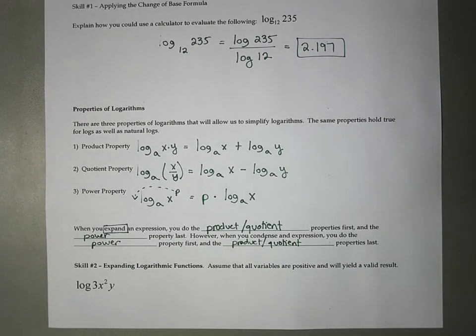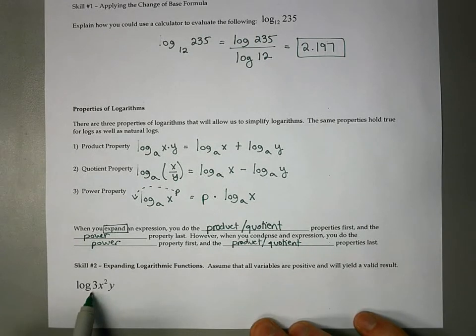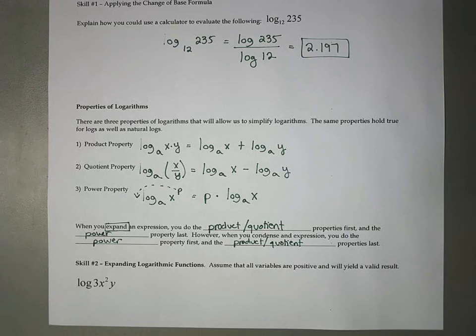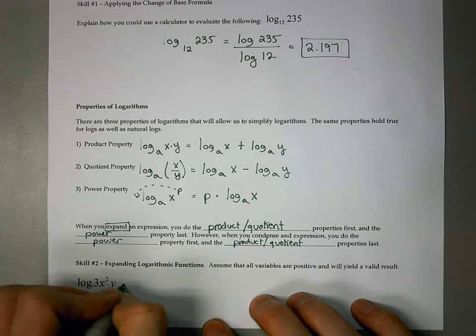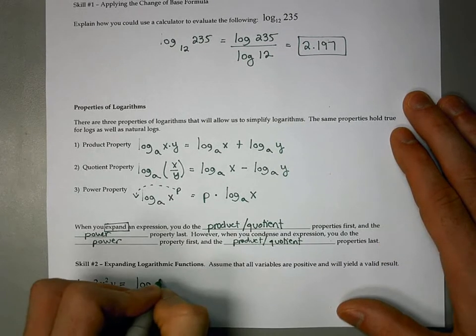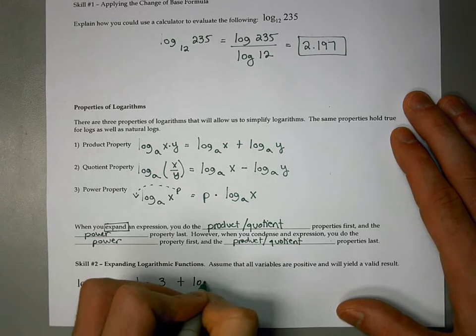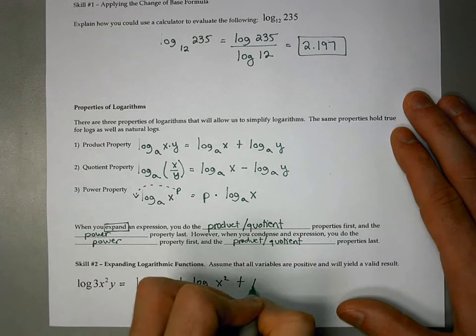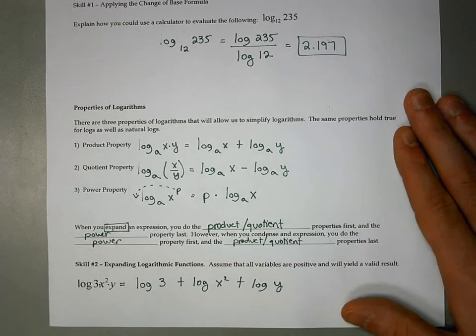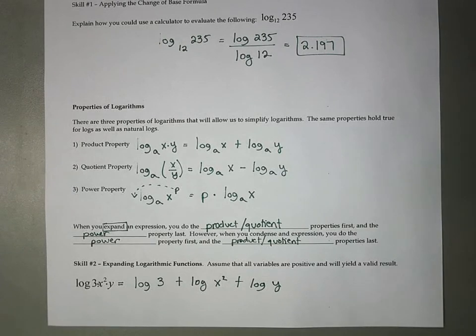The last piece on this page is doing some expanding of logarithmic functions, and we'll continue in the next video. But for this one, log base 10, if nothing's there, it's understood to be 10. So log base 10 of 3 times x squared times y, I can see there's two properties there, a product property and a power property. So since I want to expand, I'm going to do the product property first, which is log of 3 plus log of x squared plus log of y. I take every single piece here that is being multiplied and make it a separate log being added.